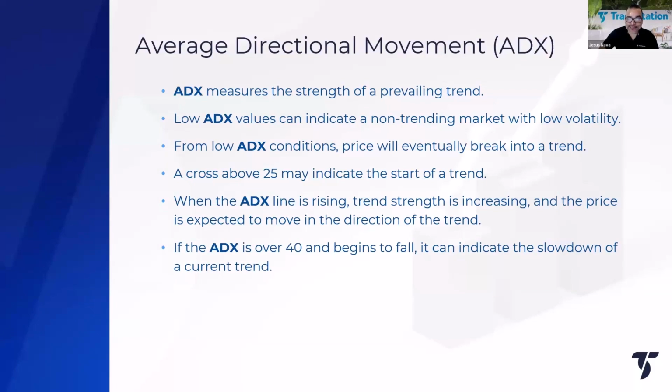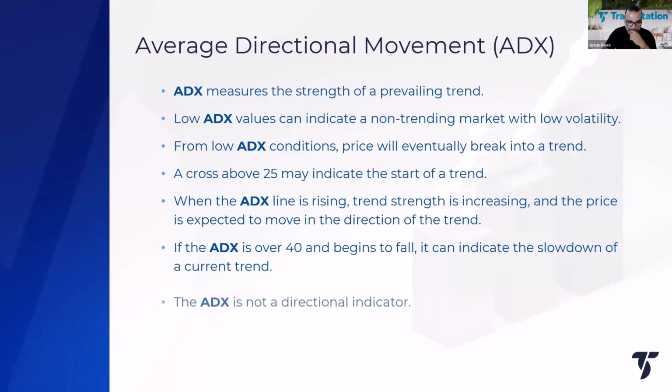If you have an ADX that is high, here we mentioned a value of 40, and the ADX values begin to fall, it can indicate the slowdown of a current trend. So not only are we looking for that crossover above 25, we're also looking at declining ADX values because it also tells you that the trend that you may be following has lost some steam and there may be a reversal coming up.